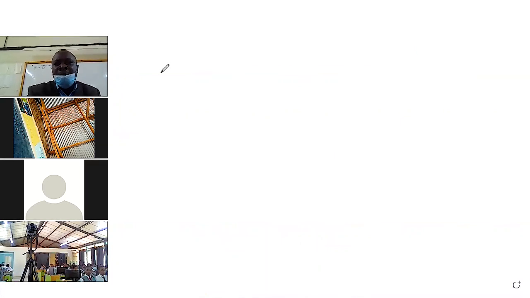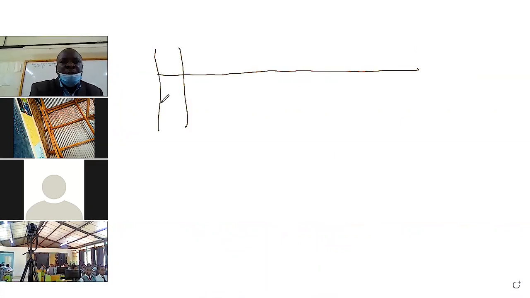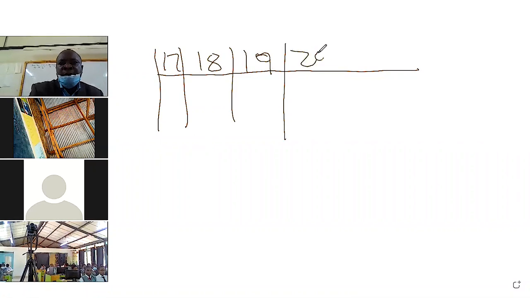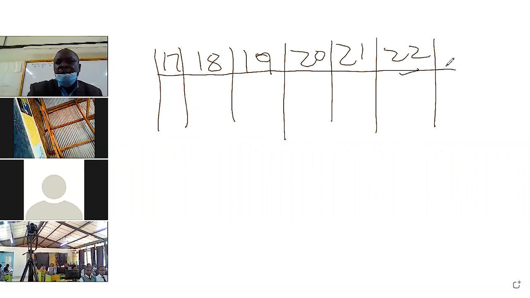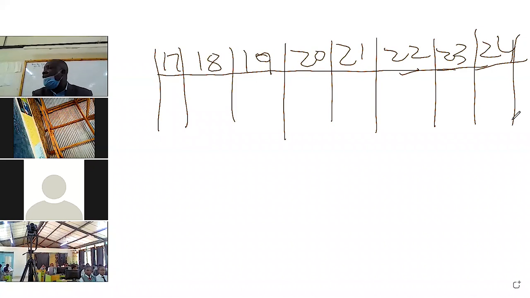For example, in section 2 there is number 17, 18, 19, 20, 21, 22, 23, and then 24. Those are 8, but you're only supposed to mark 5. So a candidate may do more than 5. If you do 5, that is well and good.